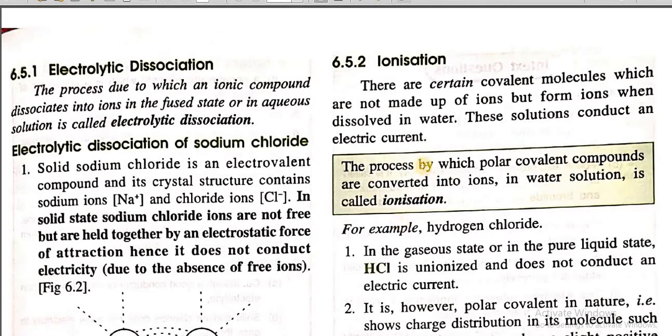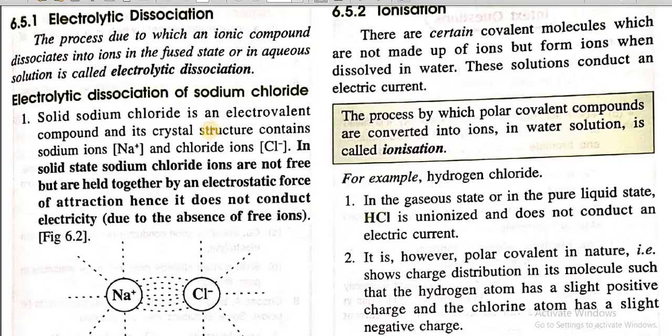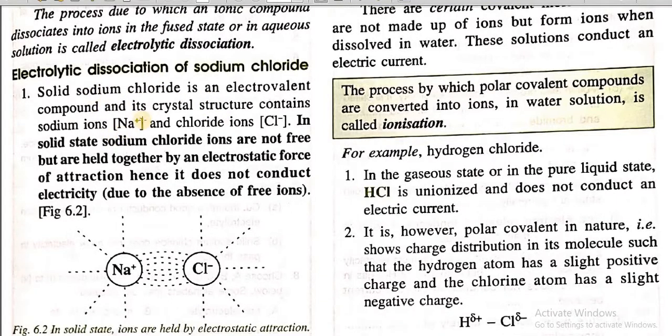Next we will discuss electrolytic dissociation. The process due to which an ionic compound dissociates into ions in the fused state or in aqueous solution, we call electrolytic dissociation. Let us take an example. Solid sodium chloride is an electrovalent compound and its crystal structure contains sodium ions and chloride ions. In the solid state, the ions are not free but are held together by an electrostatic force of attraction. Hence, it does not conduct electricity due to the absence of free ions.